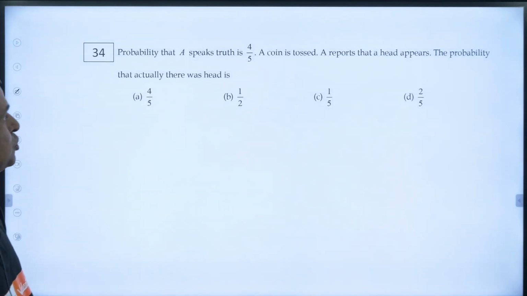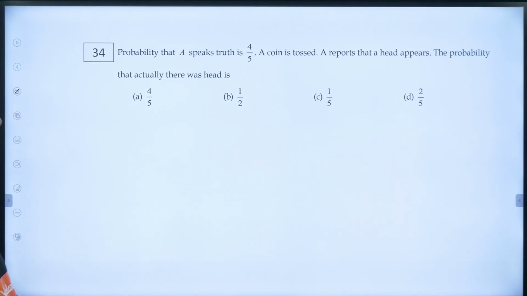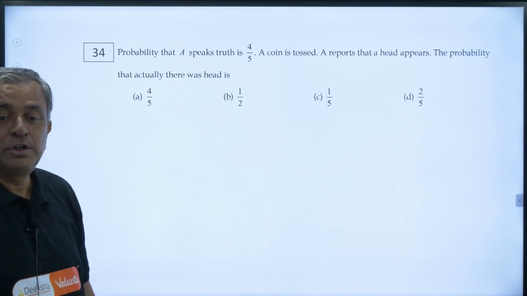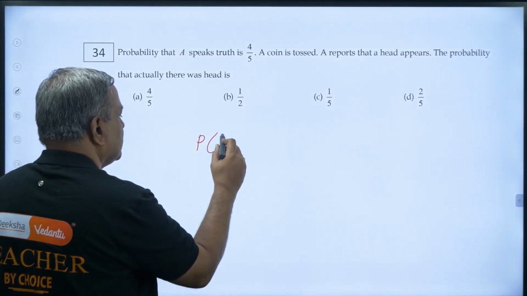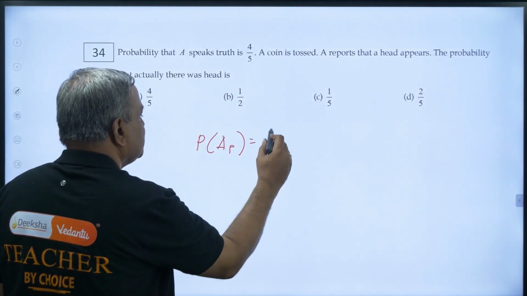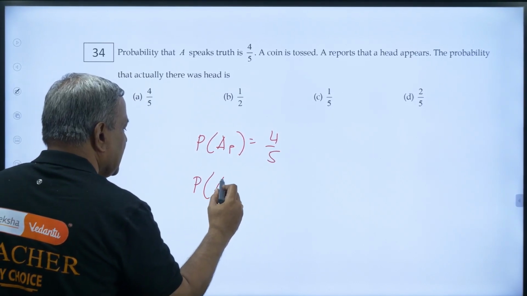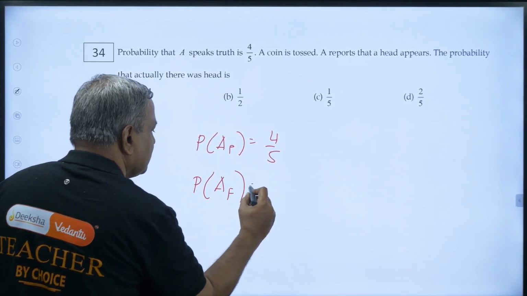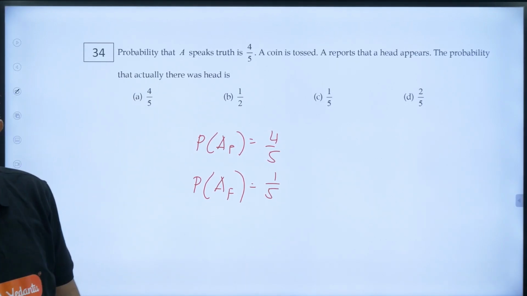The probability that A speaks the truth is 4 by 5. A coin is tossed and he reports that a head appears. We need the probability that actually there was a head. So P of A speaking the truth is 4 by 5, and P of A speaking false will be 1 by 5.